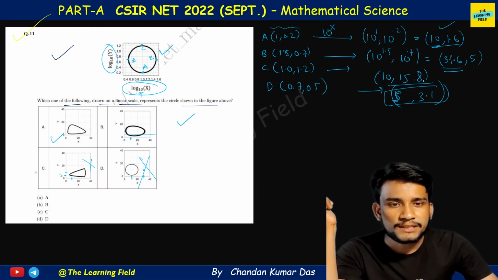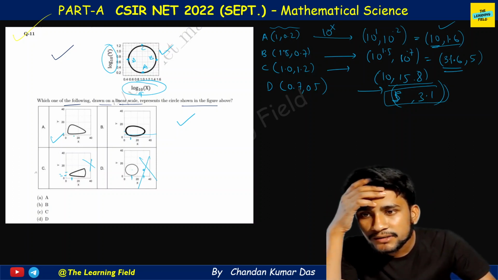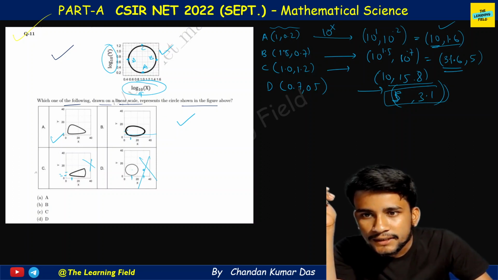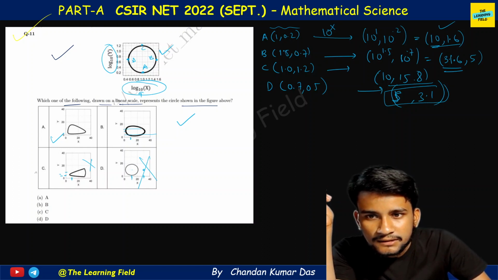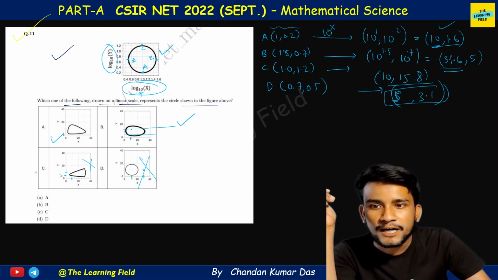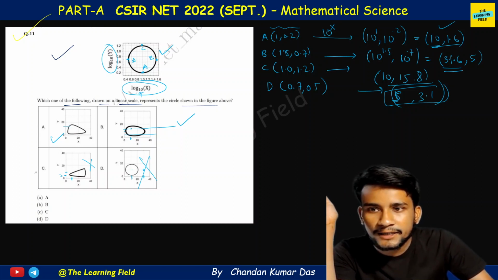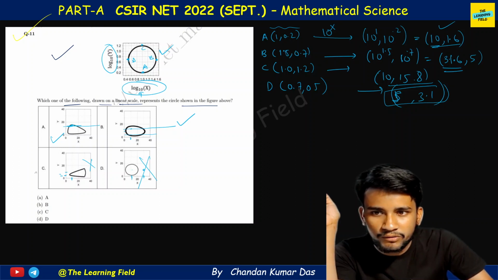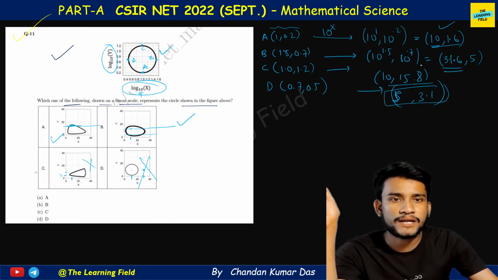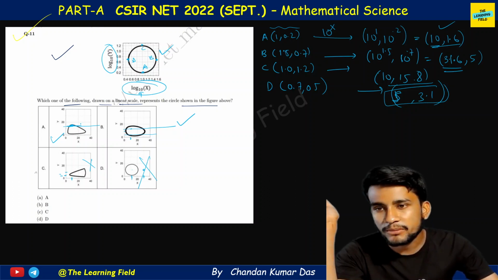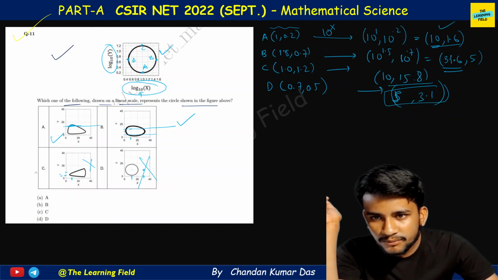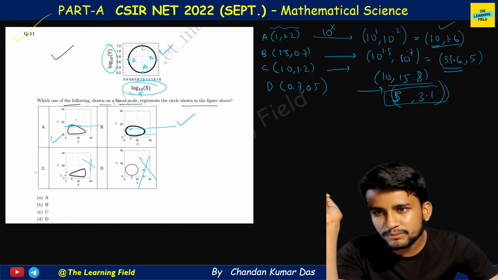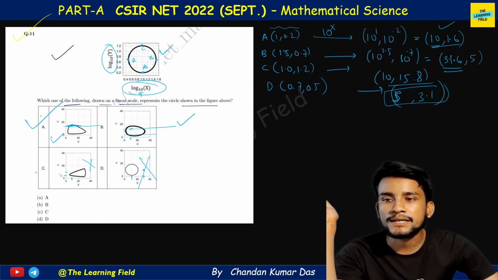But if we see 10 and 15.8, then 10 and 15 means suppose this is 10 and this is suppose the 15 line. So 10 and 15 means this point. So this is not the case, and 10 and 15.8 means this is the most accurate case if we see the figure. So 10, 15.8 is on the boundary, while this other point is not on the boundary. So option A is the correct one.